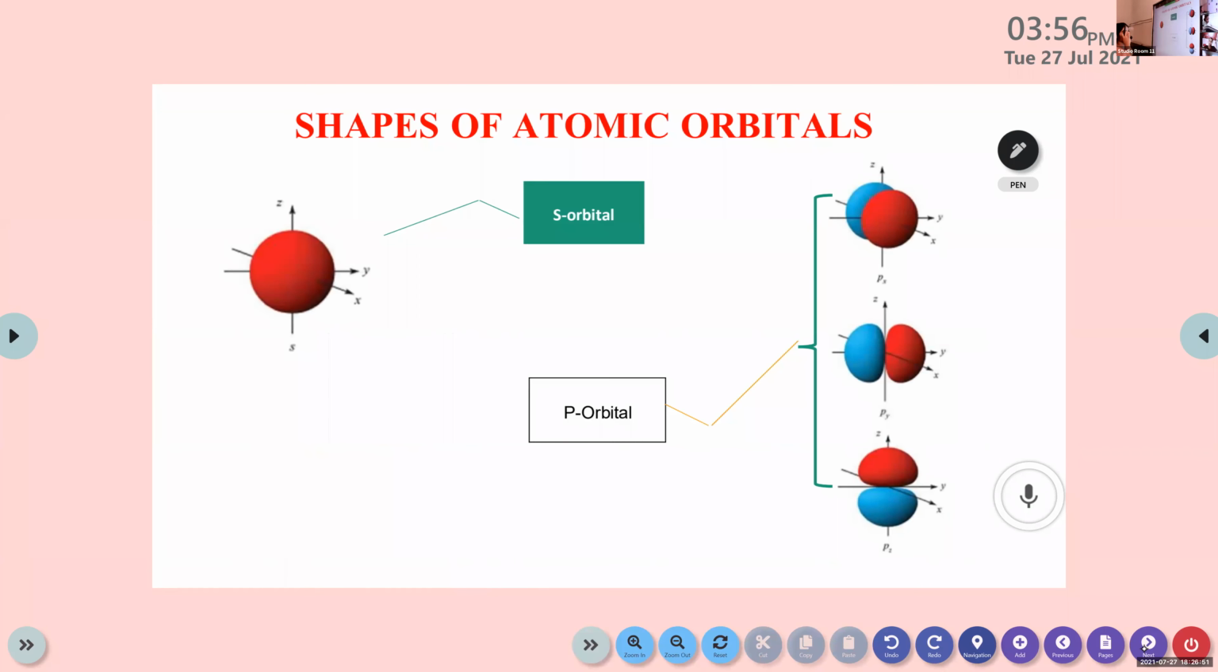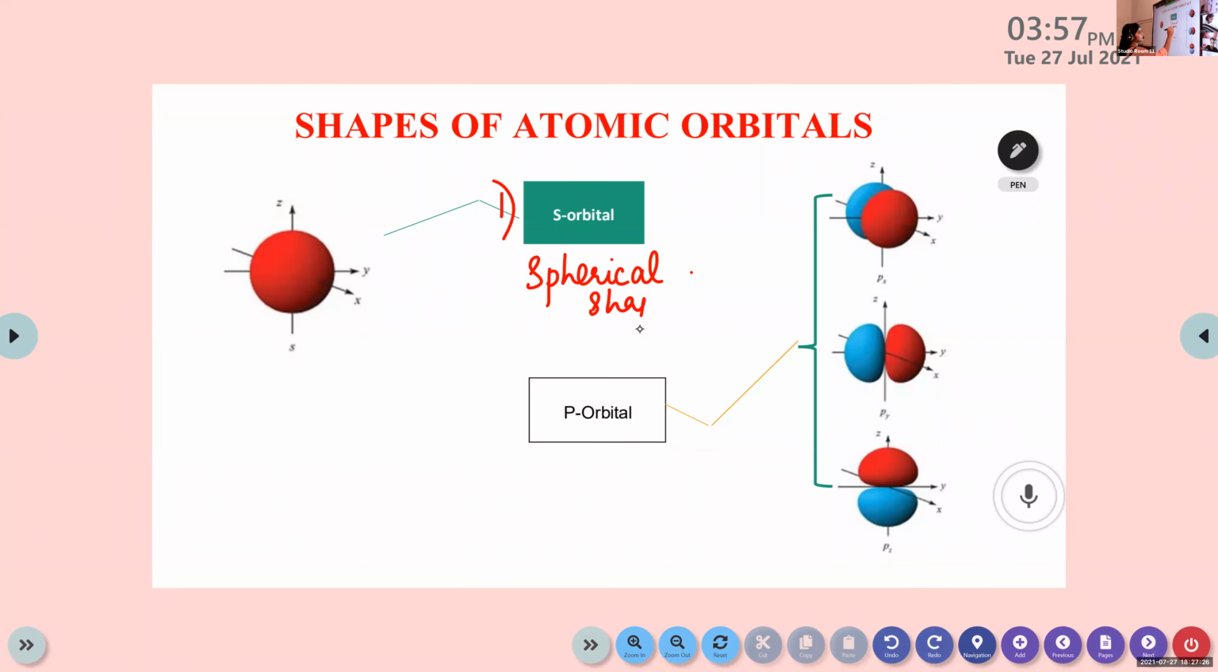Then the shapes of atomic orbitals. First one, s orbital. This subshell is otherwise known as orbital. It has a spherical shape, and this type of diagram is known as a boundary surface diagram. You can just draw this figure. Just a sphere is needed for this s orbital. So the shape of this atomic orbital is spherical.